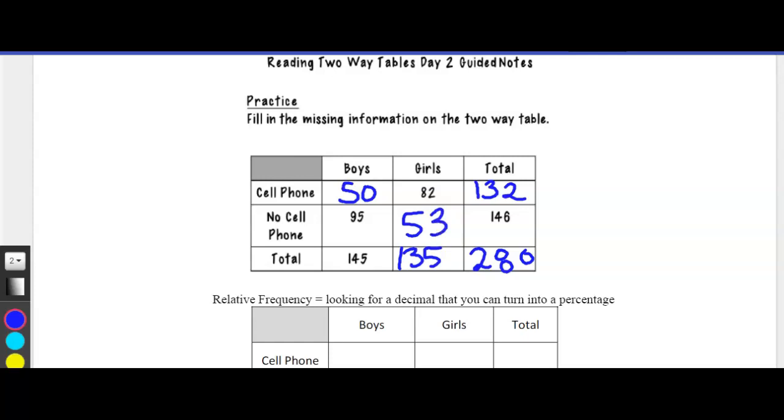Now, something that is important to note that you may want to do on your own is to double check that you got the right answers. Like add these up and make sure it still equals 280, and go through and do all of the rows and columns. I unfortunately don't have time for that. Our video would be extra long.